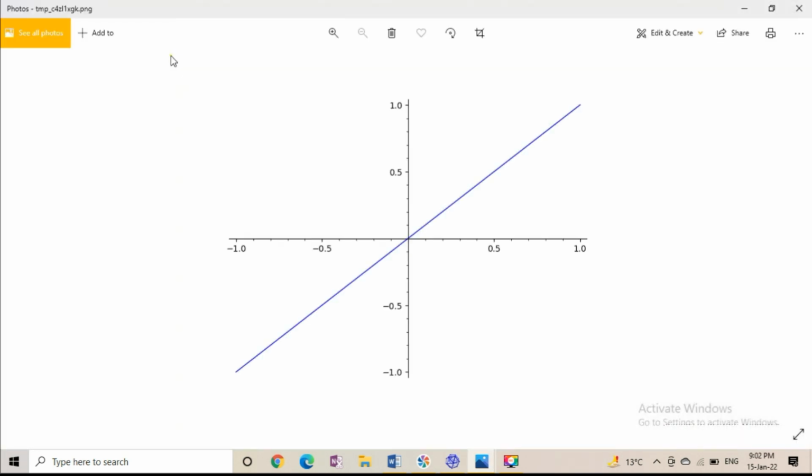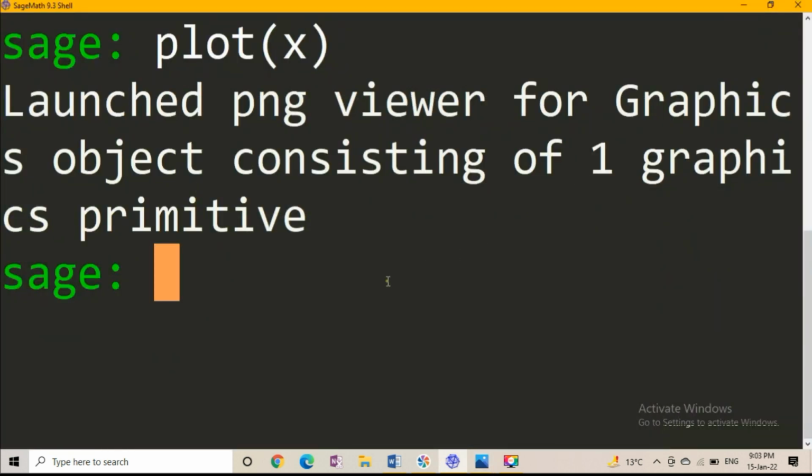Then this is the graph of the curve y is equal to x, which is a straight line passing through the origin. And look at this, the value on the x-axis is -1 to +1. Now the default range of x shown in the picture is -1 to +1. We may increase these values of x on the x-axis.